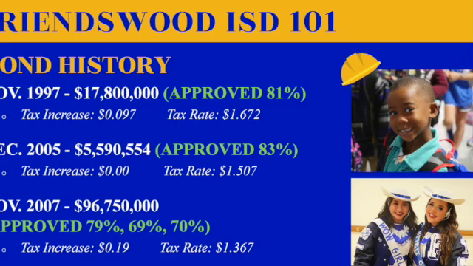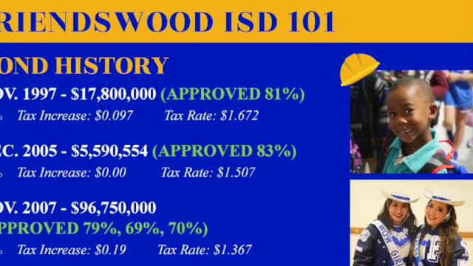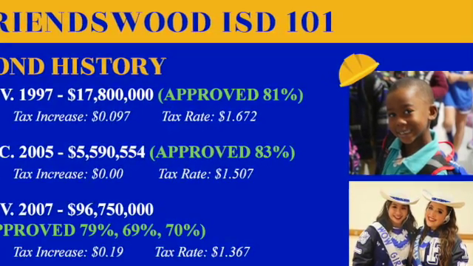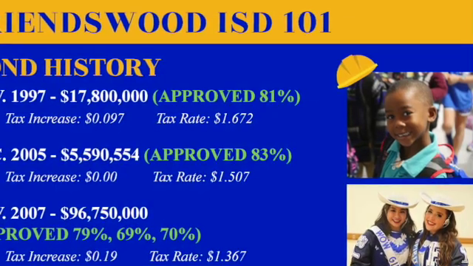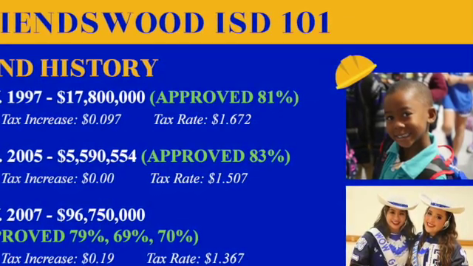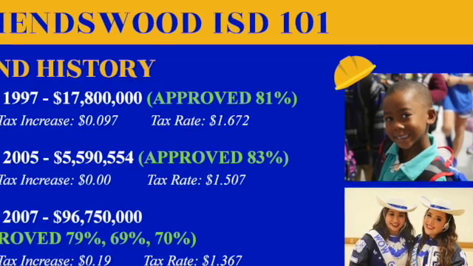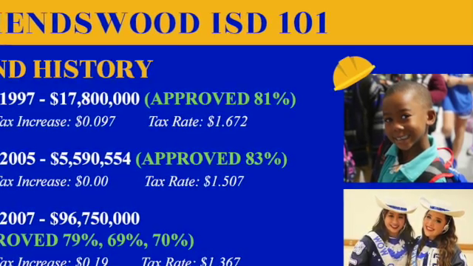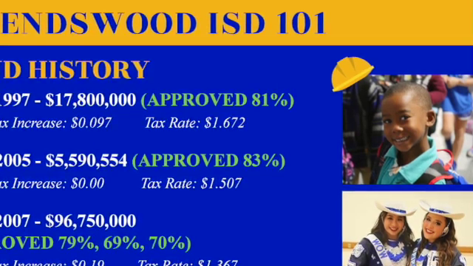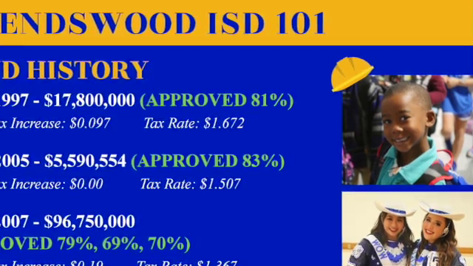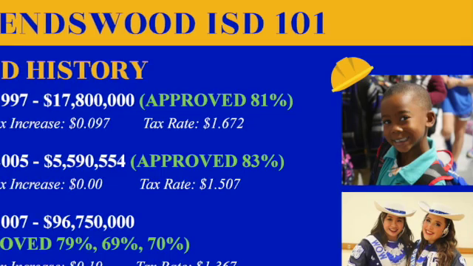Lastly, the November 2007 election, which was 13 years ago, brought forth a successful bond of $96.7 million for a tax increase of 19 cents. The 2007 bond provided for the construction of a new Friendswood Junior High, natatorium, cafeteria addition, classroom and office additions at the high school, and various other renovations and technology throughout the district.